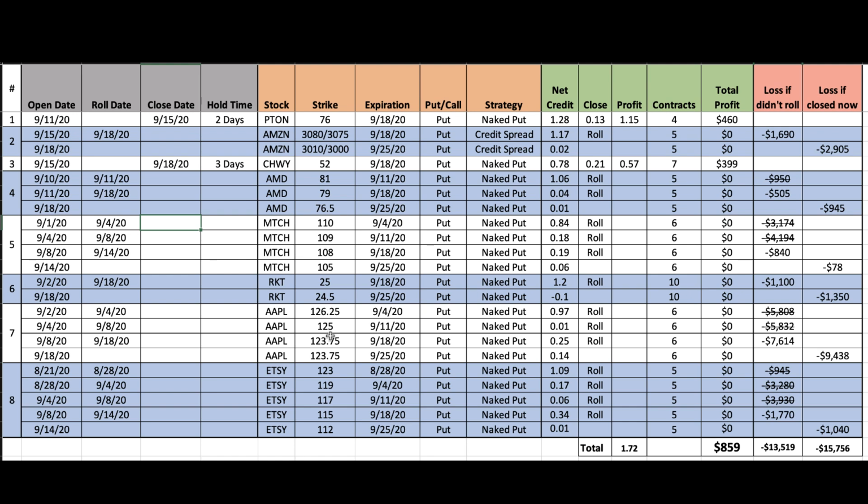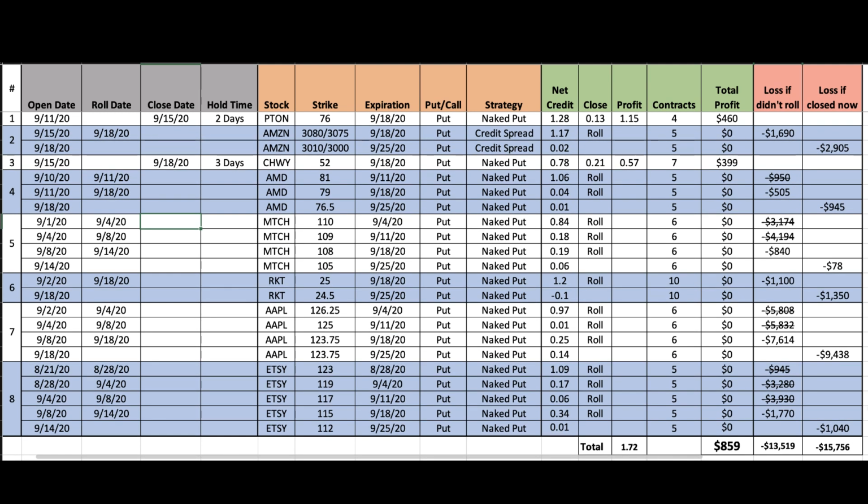Even if I have to wait for a few months for it to recover, I'd rather do that than take the $9,000 loss. So in total, out of the two trades that I closed this week, I had a total profit of $859. And right now I've got an unrealized loss of a total of $15,756. Last week it was around $14,000, so it's dropped another $1,500 or so. But again, I'm okay with having to hold and wait it out so I don't have to realize this loss.